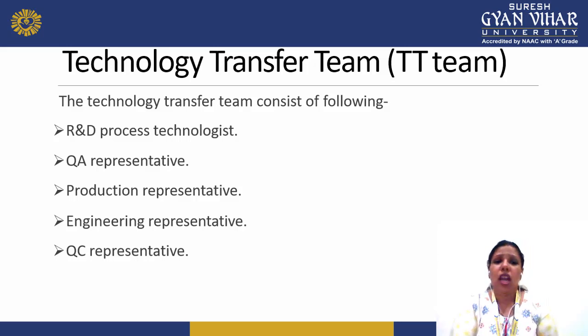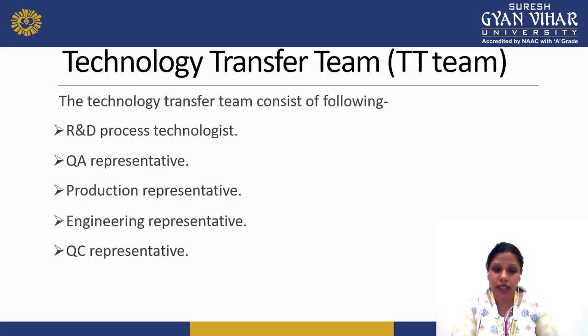The R&D process technologists are those persons who are involved in that particular process during the R&D. For example, if you have made a certain process and certain technology in the R&D, and you have to transfer that technology from the R&D scale to the manufacturing scale, then obviously the R&D technologist involved in that technology will be a part of our technology transfer team.